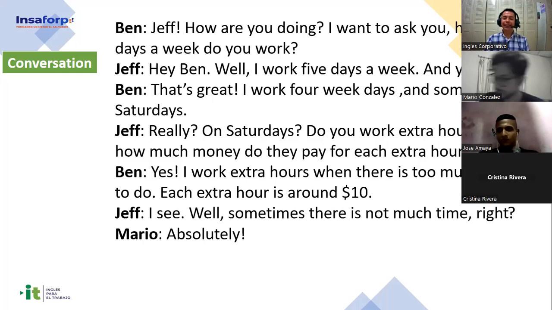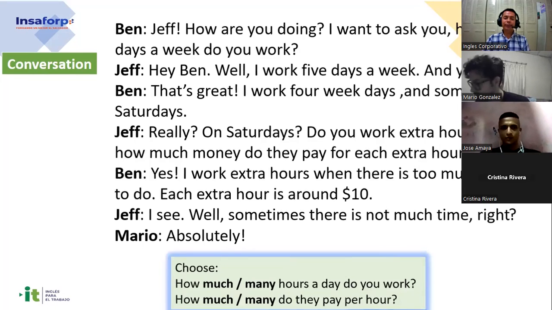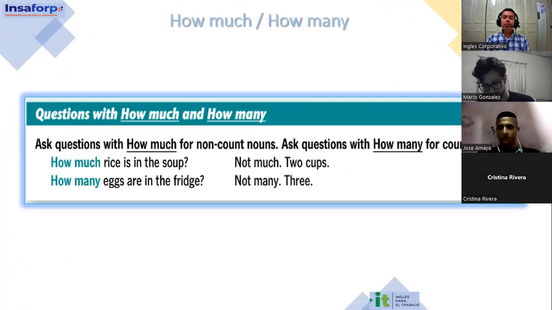Good pronunciation. Nice. Okay, now let's continue, class. How much and how many? When do you use how much and when do you use how many? Okay, here we go. Ask question with how much for non-count noun. What are the non-count nouns? We're going to see in a moment. But for the moment, you say how much, non-count. Ask question with how many or count noun. Okay, how much, non-count. How many, count noun, right?